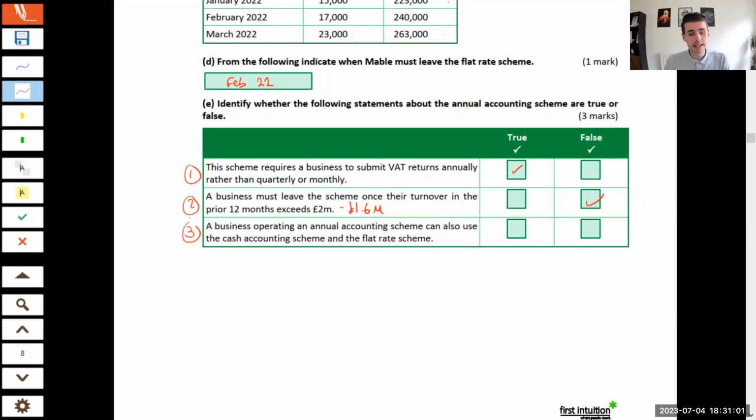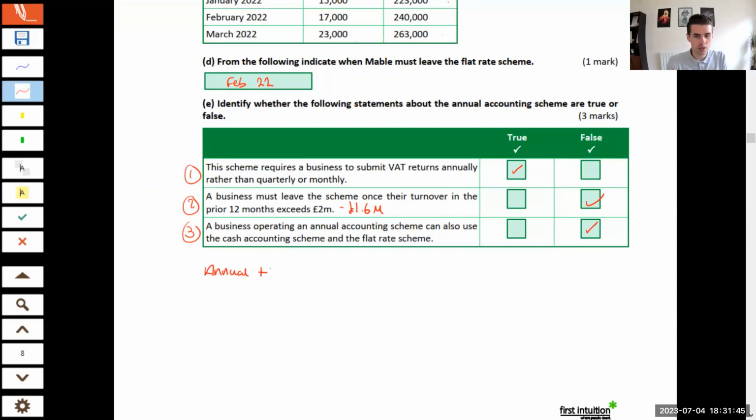Number three, a business operating an annual accounting scheme can also use the cash accounting scheme and the flat rate scheme. Well, that just doesn't make much sense, does it? Even if you aren't an expert on the finer characteristics of these different types, the whole point of this is a simplified process. Is it a simplified process if I'm on the annual scheme and I'm on the cash scheme and I'm on the flat rate scheme? How's that going to work? It doesn't make sense, does it? It's false.